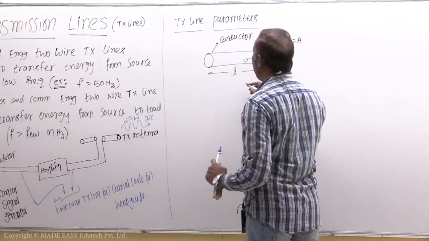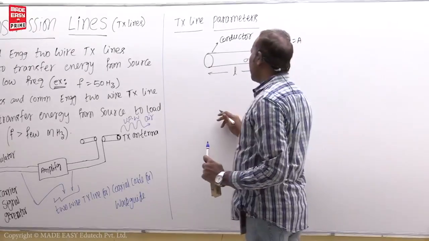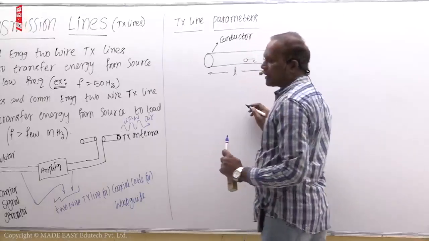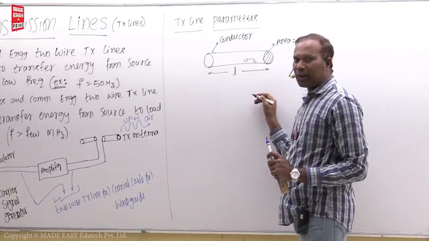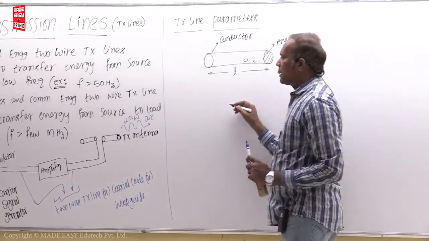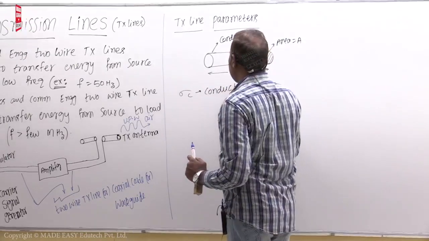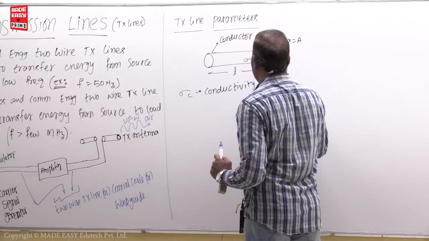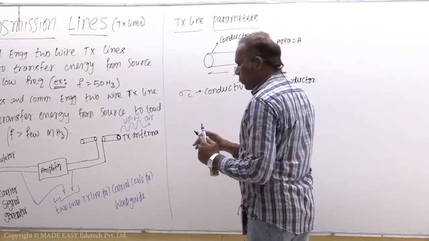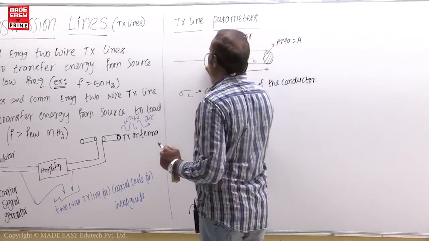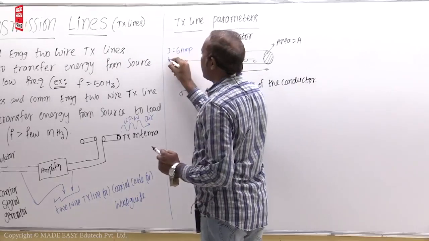Then that conductor has sigma C. Sigma C means conductivity of the conductor. Why am I using C? After some time we will see a medium is also present. Medium conductivity is there. I will call that sigma M. So sigma C is the conductivity of the conductor. Okay. Now if I send DC current, I is equal to 6 ampere, then that is actually DC current.